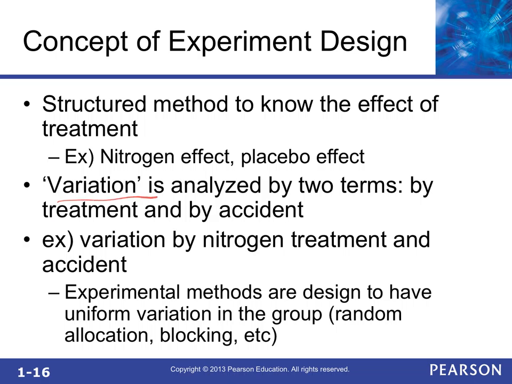In fact, variation is analyzed by two terms. One of them is the variation by treatment, and the other one is the variation by accident. So in the previous example of the nitrogen effect, we actually see the data have the variation caused by the nitrogen treatment and the accident. Experimental methods are designed to have uniform variation in the group, so we need to have random allocation, blocking, or something like that to separate the effect of this treatment from the effect of the variation.